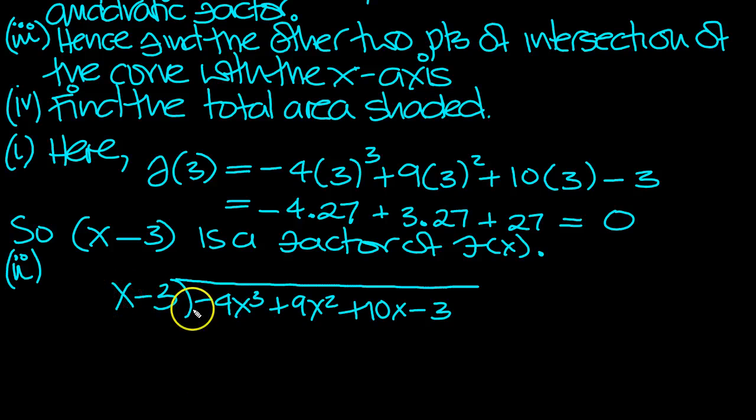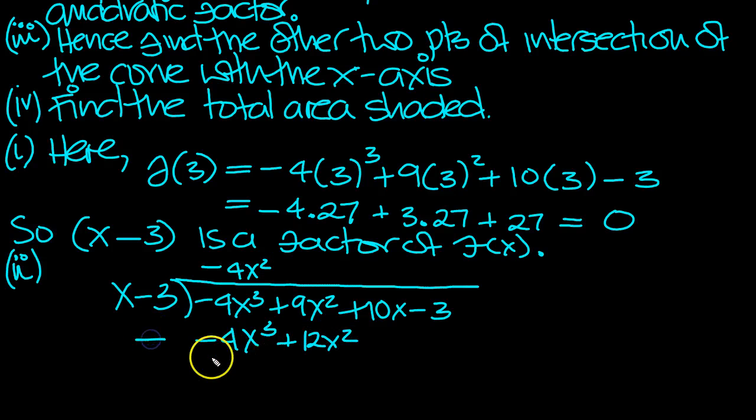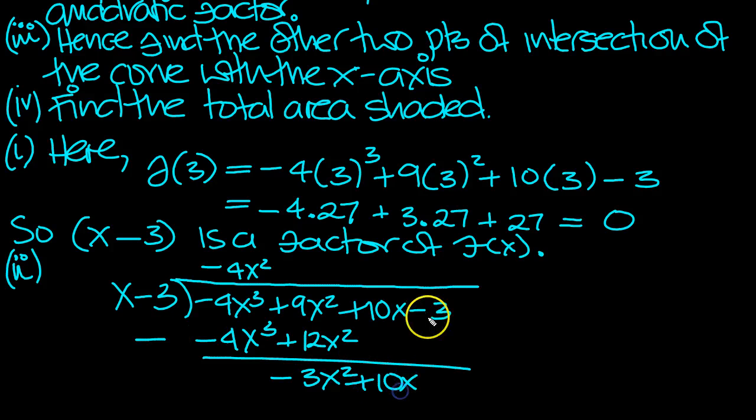So first of all, the dominant term x and minus 4x cubed. X goes into it minus 4x squared, doesn't it? Times through minus 4x cubed, and then minus times minus is a plus. 4 3s are 12x squared. Take them away. See what we get. This take that cancels. So there's nothing there. That's why we're doing it. 9 take away 12 is minus 3x squared. 10x take nothing is 10x. And then minus 3 take away nothing is minus 3.